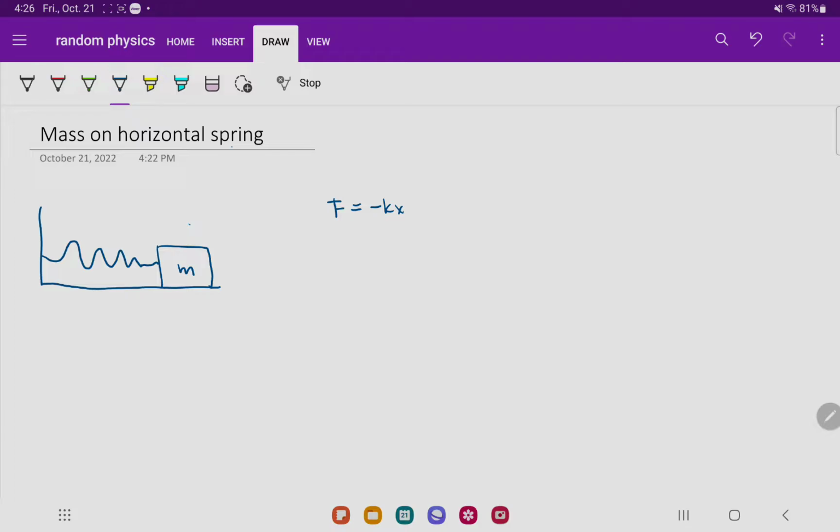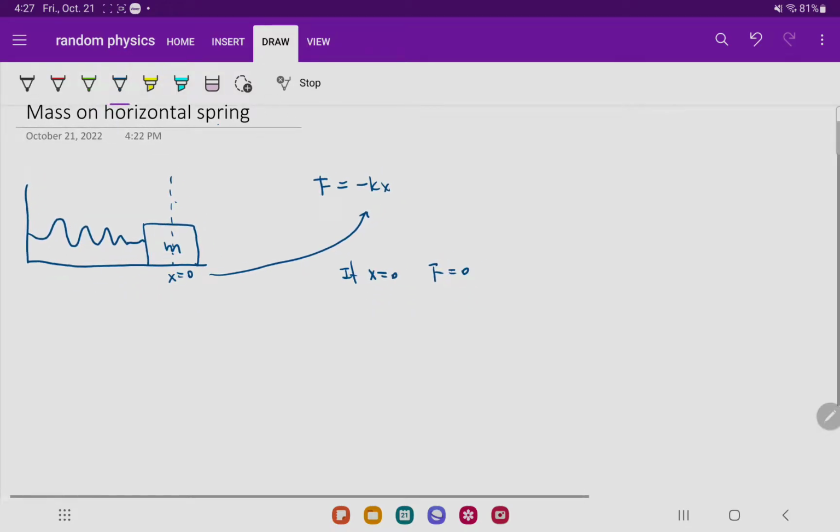So for example, let's get back to the diagram. Assume that this is the equilibrium position that I just drew here. At this point, assume this is x equal to 0. This is the equilibrium position, so it's not moving. As you can see, if x is equal to 0, F turns out to be 0 as well at the equilibrium position.